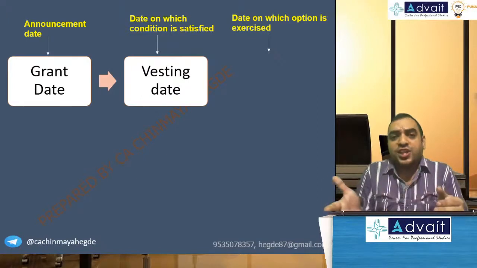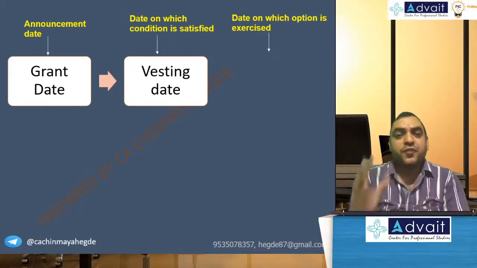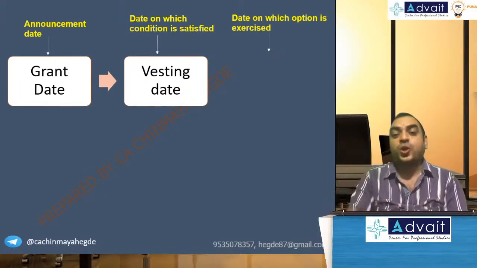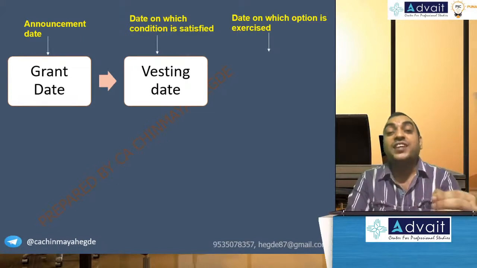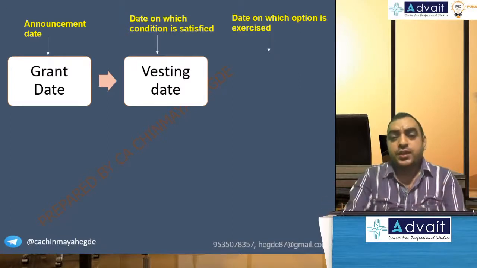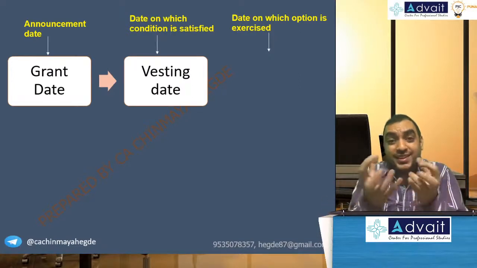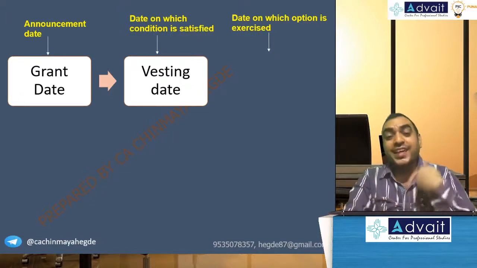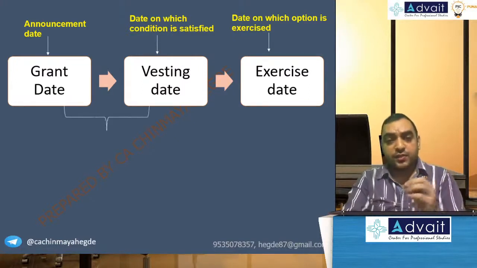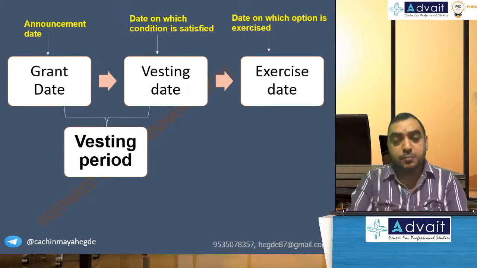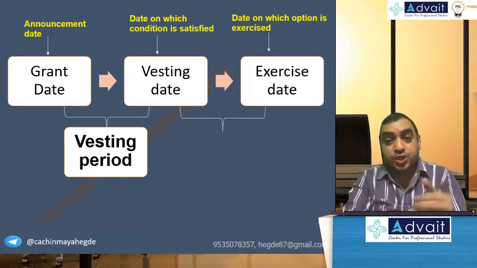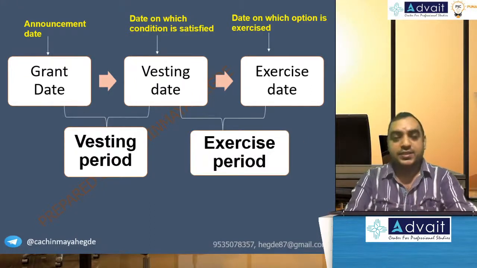The condition may be that you have to work with the company for 5 years. Once you have completed it, the date on which you complete is called the vesting date, and the options are said to be vested. If you leave within that, the options are called unvested options. Once you are vested, you get the eligibility, and then you go and exercise your option. The time period within which conditions are satisfied is called the vesting period. The time period within which the employee is exercising his option to buy the share is called the exercise period.